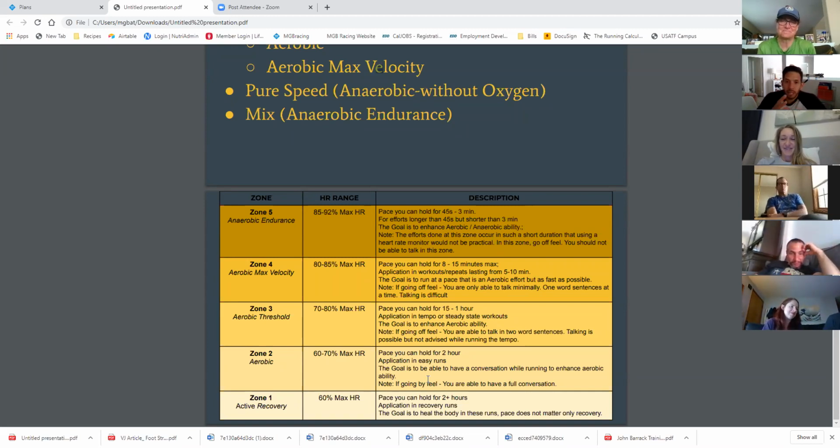So that's the difference. Zone 1 allows me to recover the body because I know the next day it's going to be another hard workout and I've got to hit that zone properly in the speed workouts or in the mix or in the aerobic max velocity workouts. Those runs, that's what's going to push the needle. If that's the run that's going to push the needle, I really need to focus on that run. So the easy runs are either zone 1 or zone 2, depending on how your body feels, okay?